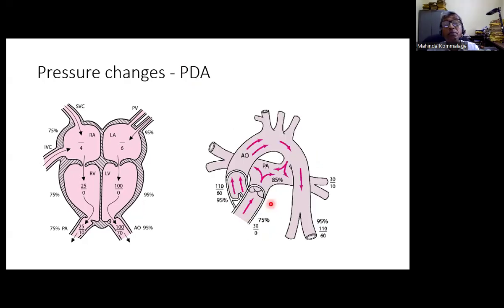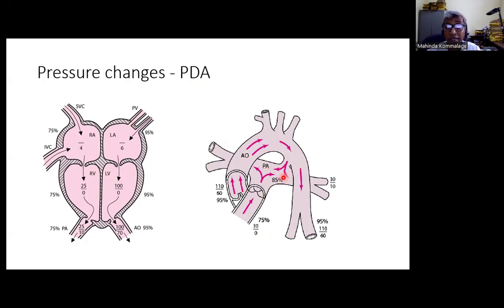At the same time, patent ductus arteriosus, I will not describe them. When you learn about the patent ductus arteriosus in anatomy and in the subsequent lectures, you will understand that it will also alter the pressure variation in the heart. Here you can see that, and oxygen saturation also.